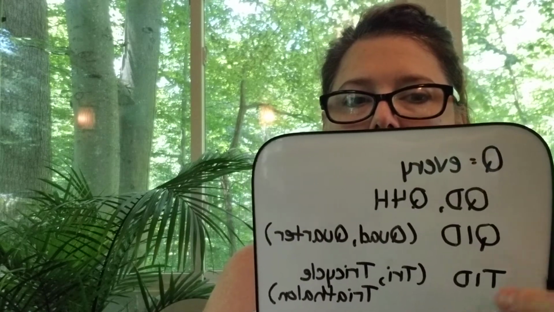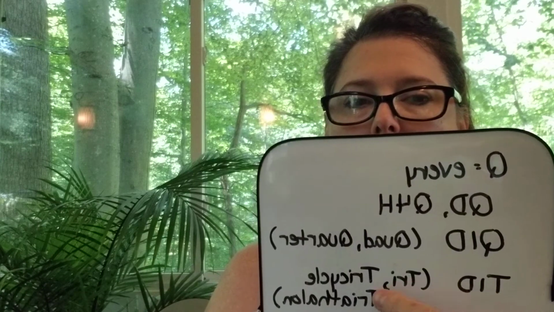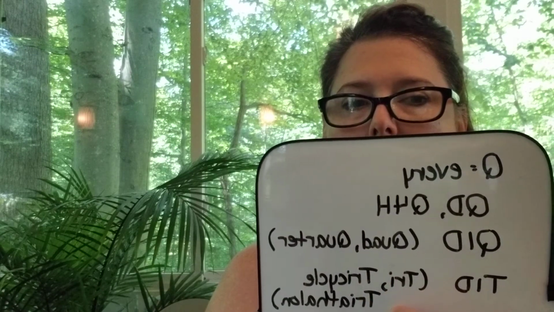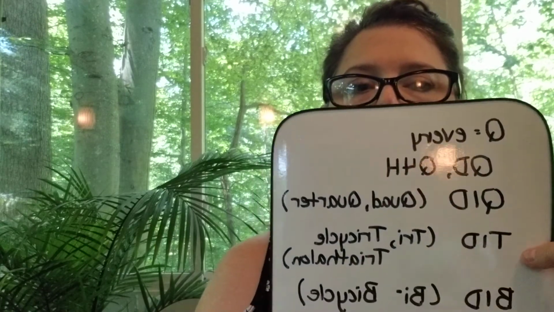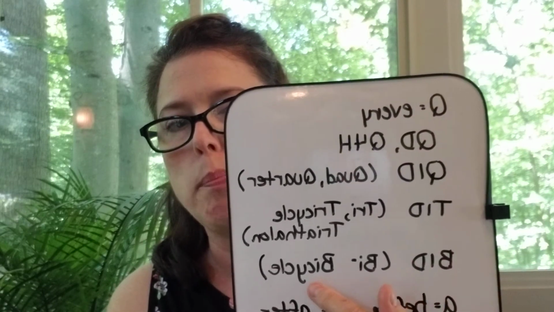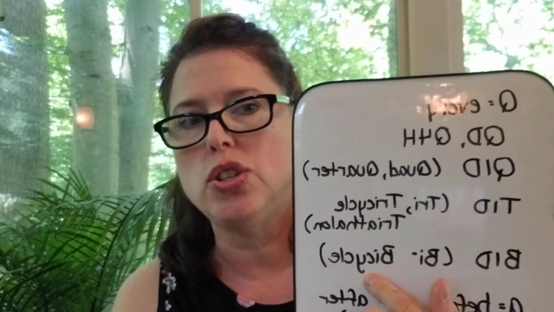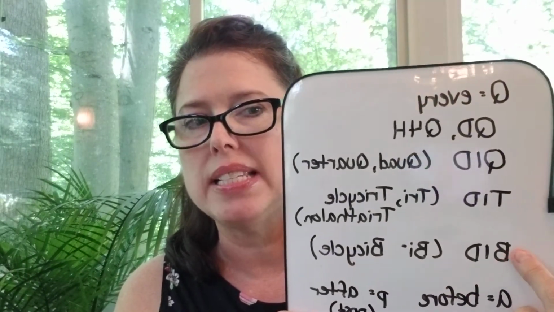Likewise, TID is 3 times a day. Think of tri, like a tricycle or triathlon. So TID is 3 times a day. And then BID, think of bi or bicycle. A bicycle has 2 wheels. And so BID is twice a day.